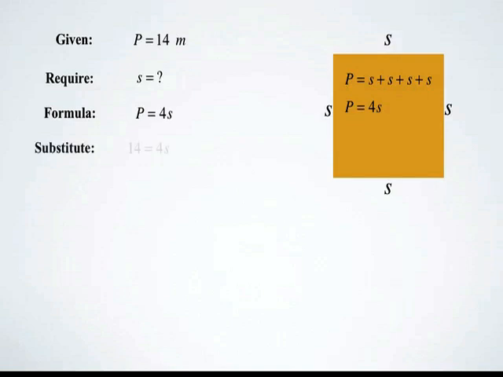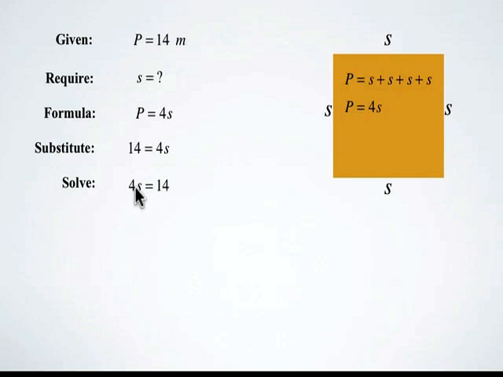And we'll substitute in the value that we were given in the question. So we had a perimeter of 14 meters, and we're subbing that in for p in our formula. We're going to go ahead and solve this now. So we've got 4s equal to 14. We need to try and isolate or get that s all by itself.